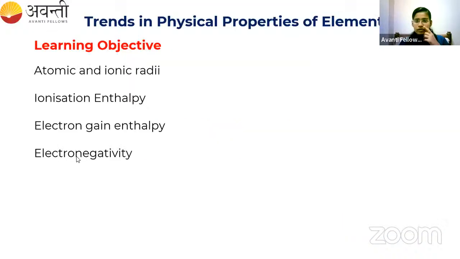Okay. So we are discussing the physical properties and their strengths, right? There were four physical properties I told you. First one is atomic and ionic radius. Second is ionization enthalpy. Third is electron gain enthalpy. And the fourth one is electronegativity. Okay. So in the last class, we discussed the atomic and ionic radii in detail, right?